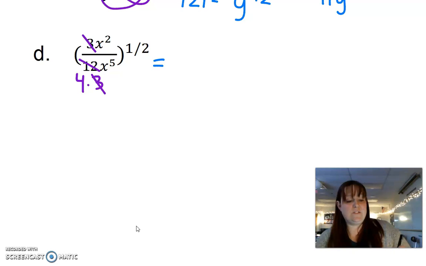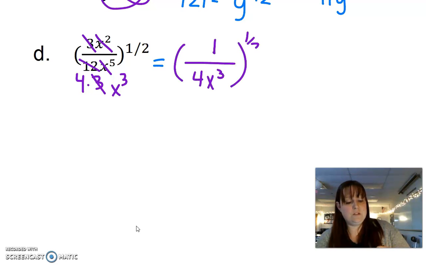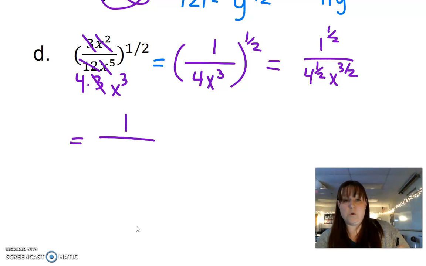Since there's x to the 5th on bottom and x squared on top, the x squared cancels out two of those, and we have 3 left. So in the end, we end up with 1 over (4x cubed) to the 1/2. Now that 1/2 applies to everything, so 1 to the 1/2, 4 to the 1/2, x to the 3/2. Then 1 to the 1/2 is just 1, 4 to the 1/2 is 2, and x to the 3/2 is x times x to the 1/2.